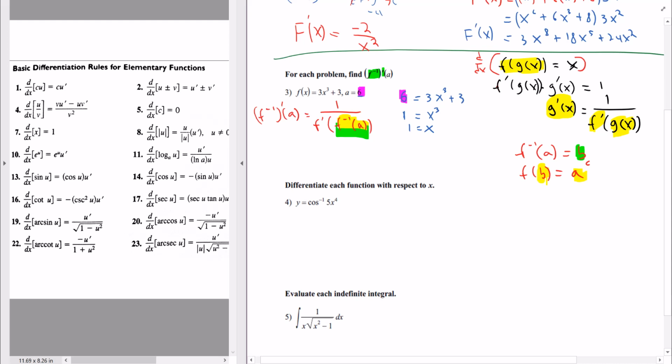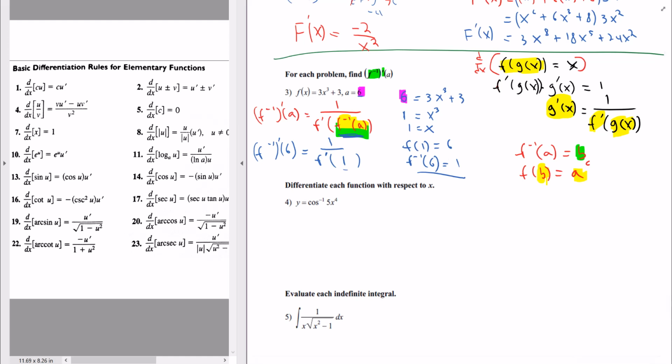So what we can do now is rewrite this and say f inverse prime of, in this case, 6 is 1 over f prime of 1, right? Because basically what we're saying is f of 1 equals 6. Therefore, f inverse of 6 equals 1. So we replace this f inverse of 6 with 1 because we found that. Okay, we're not done yet, so we still need to find 1 over f prime of 1.